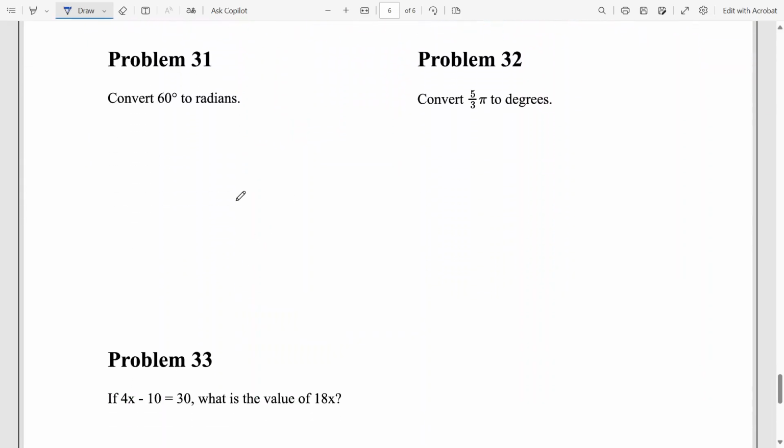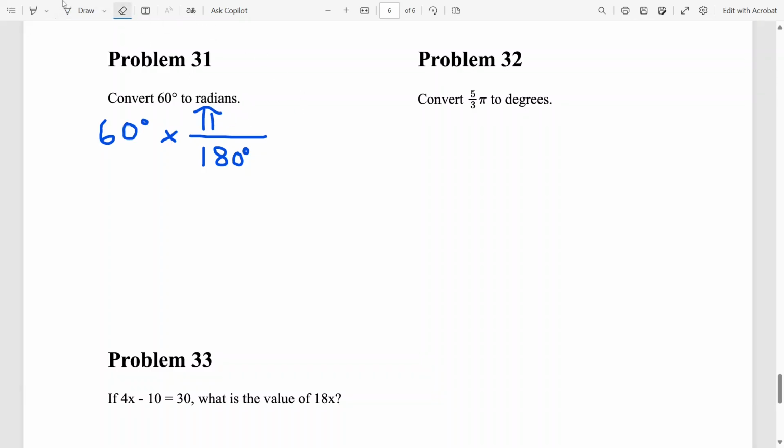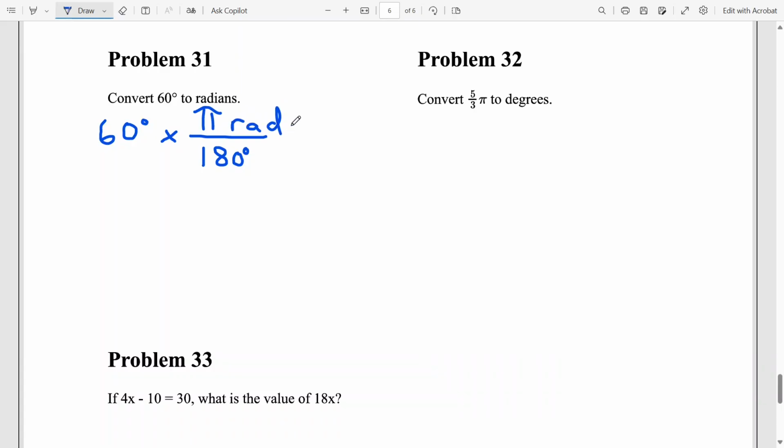All right, problem 31, convert 60 degrees to radians. So 60 degrees, and we're going to multiply by a conversion factor. So there are 180 degrees for every pi radians. I don't know why I wrote an equal sign there. Getting ahead of myself.